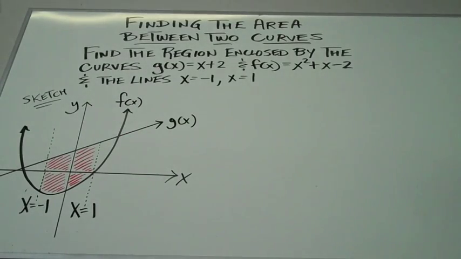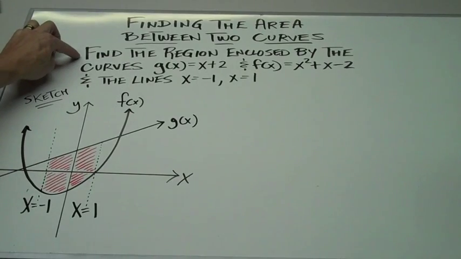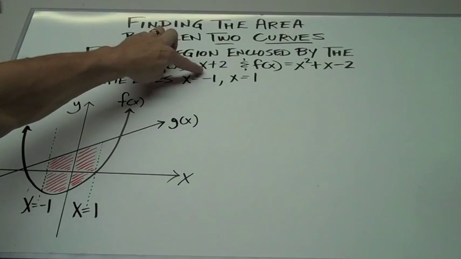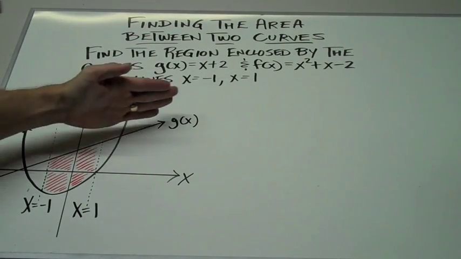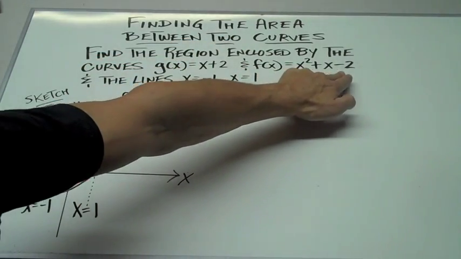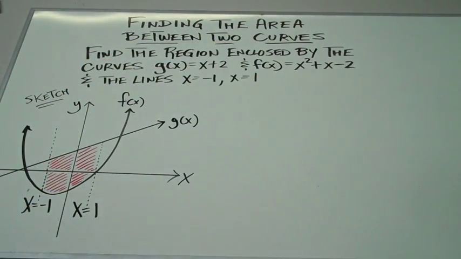Let's now do an example of finding the area between two curves. In this example, I'm asked to find the region enclosed by the curves g of x equals x plus 2. We know that's linear with a y-intercept of 2. I've drawn a sketch here. Here's g of x. And f of x equals x squared plus x minus 2. We know that's going to be a parabola that opens up. In other words, it holds water. And here it is. I've drawn a sketch of that as well.